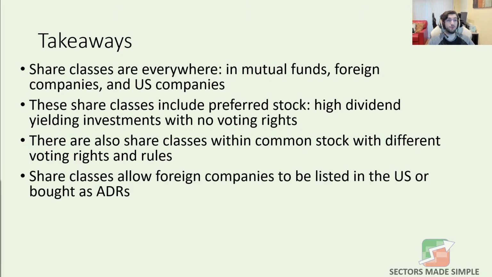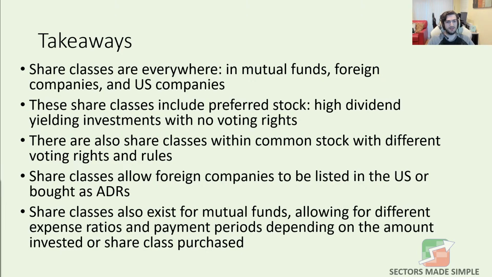Share classes also allow US-based investors to buy foreign, usually Chinese companies that are listed through Hong Kong or through N-class shares listed in the US. And lastly, share classes exist for mutual funds, allowing you to choose when you want to pay your expense ratios through front load, level load, or back load. And those will change depending on the amount you invest or the share class that you buy.